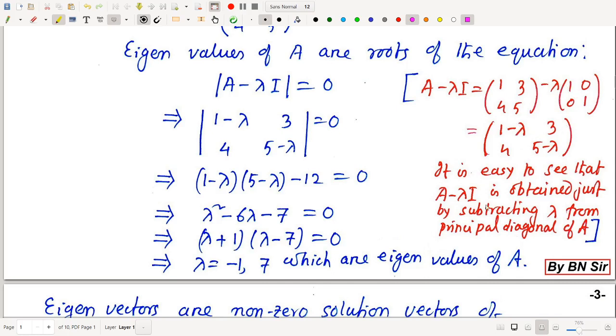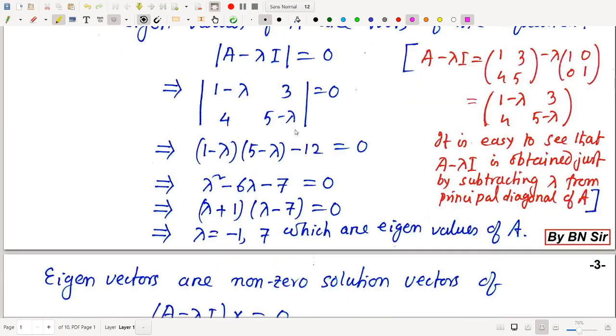So it is easy to see that A minus lambda I is obtained just by subtracting lambda from the principal diagonal of A: 1 minus lambda, 5 minus lambda. So directly we have written here. In future also we shall write directly. A minus lambda I means just subtract lambda from the diagonal of A. Get it? So determinant of A minus lambda I equals 0.